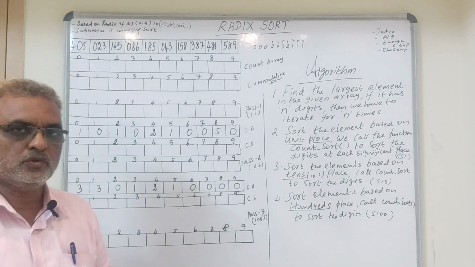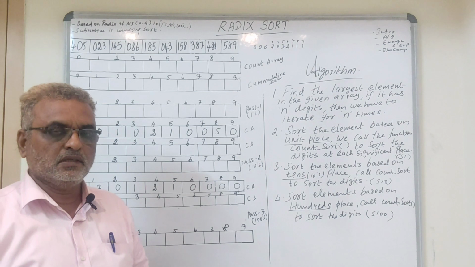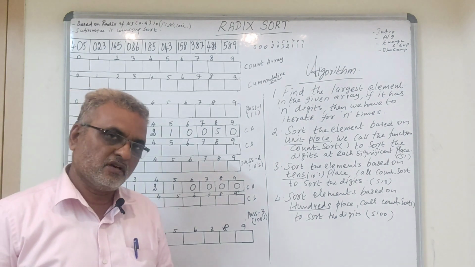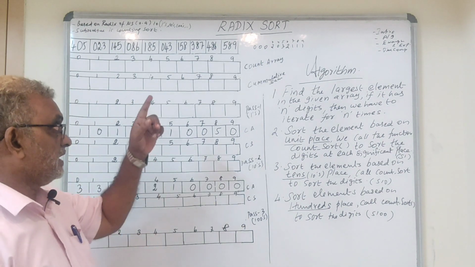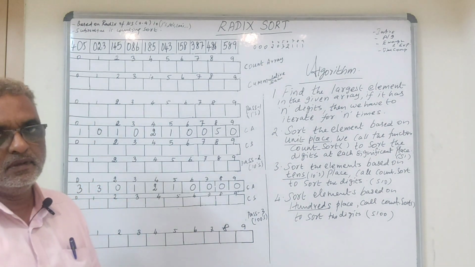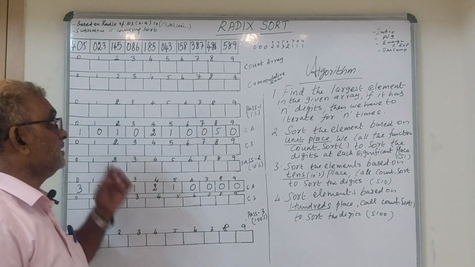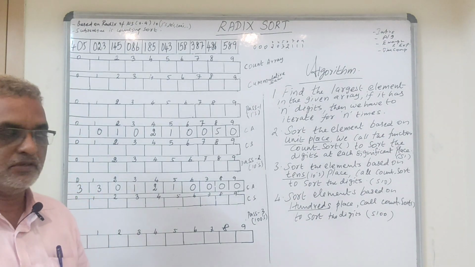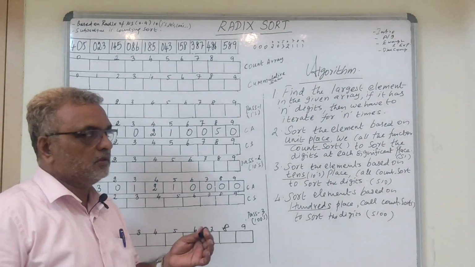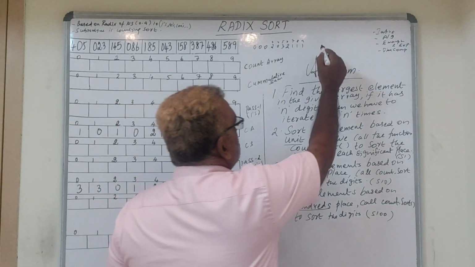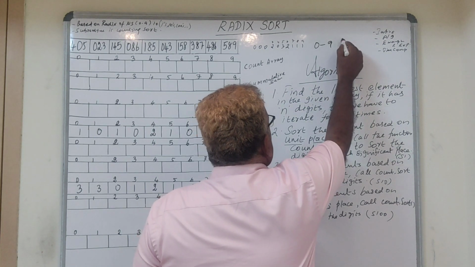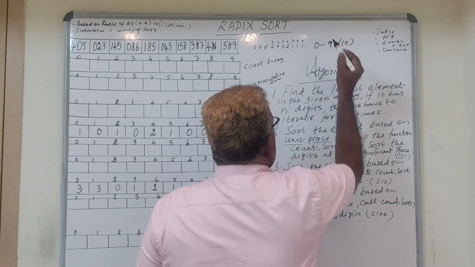In this video we are going to discuss another very important concept from data structures and algorithms, that is Radix Sort. Radix Sort is based on the radix of the number system. For example, in the decimal number system, digits range from 0 to 9, so the radix of the number system is 10.